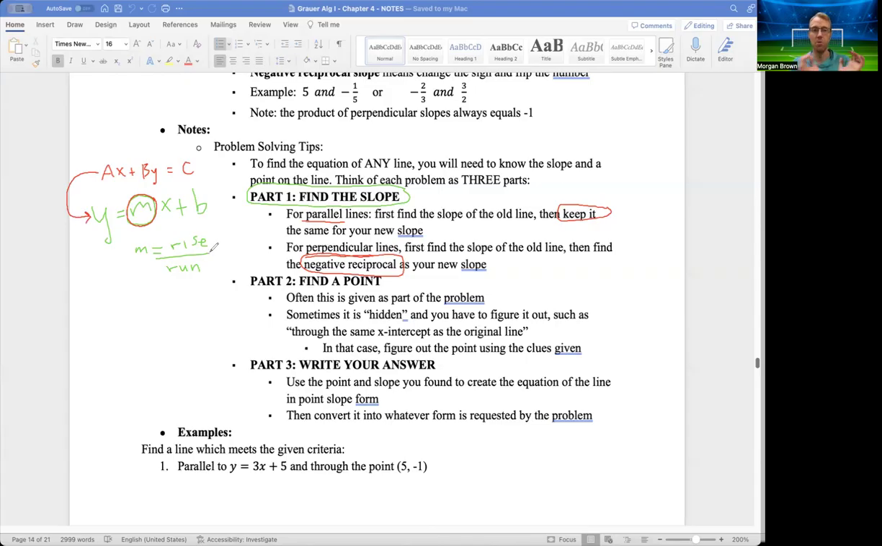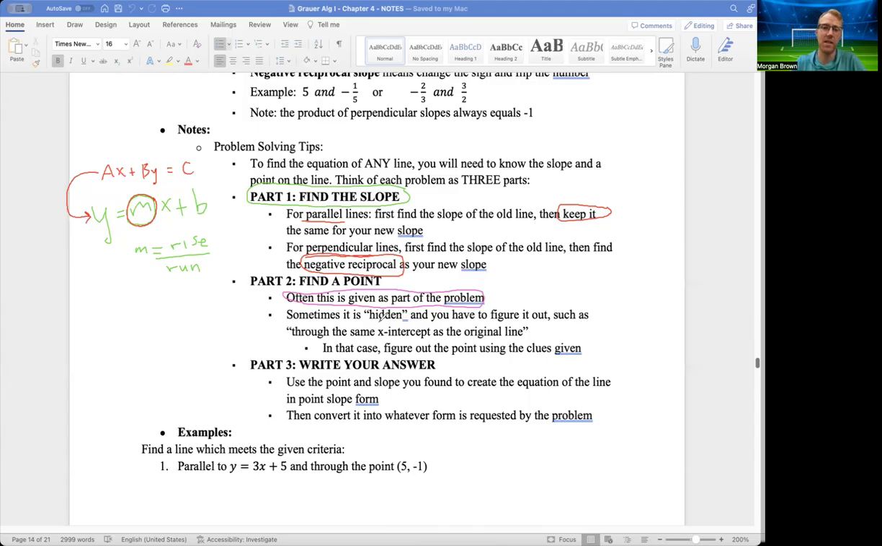Okay, once you have the slope, you're halfway done. The other thing you need to graph a line or to get the equation of a line is a point. You need to know one point that's on the line. So how do you find the point? Again, every problem is different. Sometimes they just tell you what the point is as part of the problem. It will just say, find a line through this point. That's the easiest scenario you can be in, if they just give you the point.